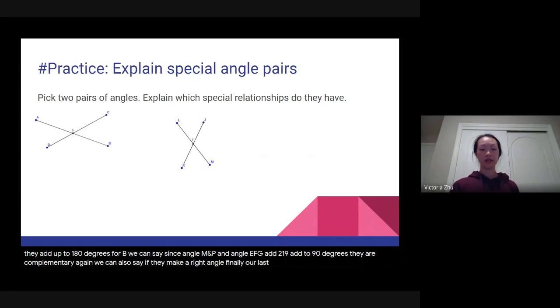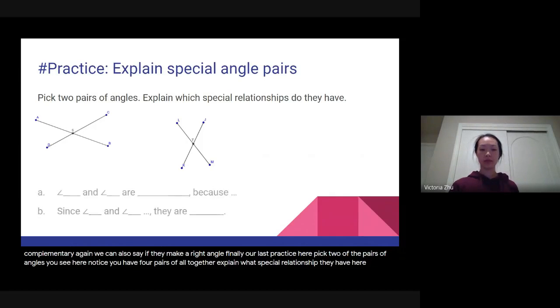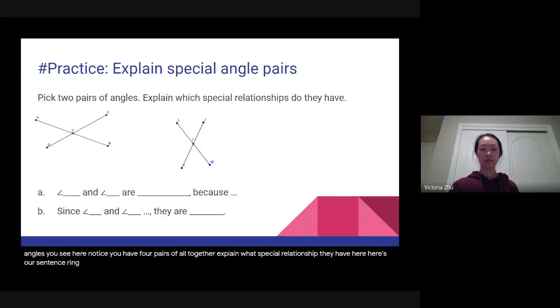Finally, our last practice here, pick two of the pairs of angles you see here. Notice you have four pairs altogether. Explain what special relationship they have here. Here's our sentence frame. And our word bank here is a little bit different, so recall back to how we would describe these angles.